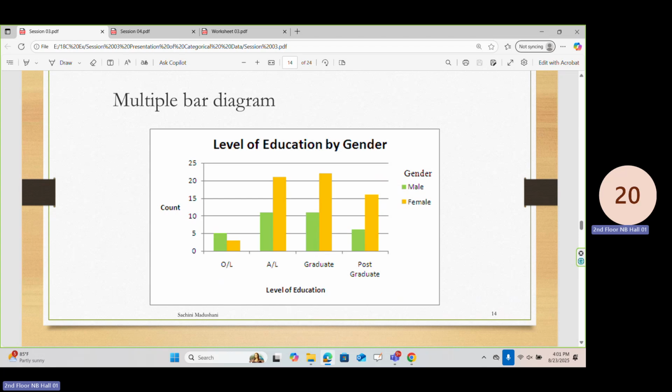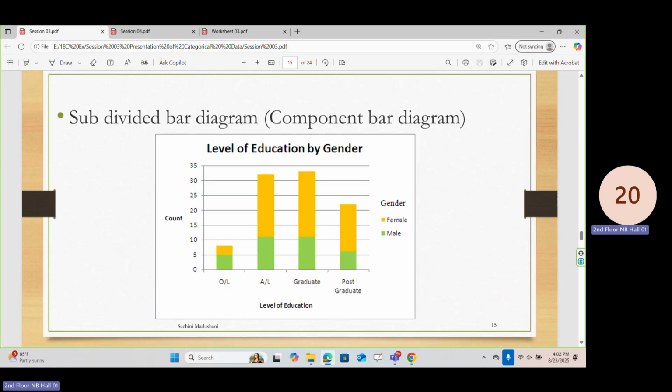Understood? Okay, then this is the disadvantage. Then we can minimize this disadvantage using the compound bar chart, or we can say subdivided bar chart. Okay, then here also we can use it to represent two or more than two categorical variables. Here we take levels of education. Okay, then each category we divide it.